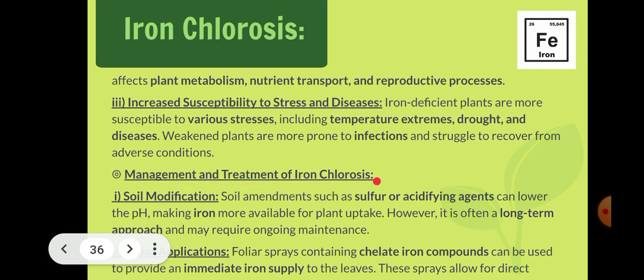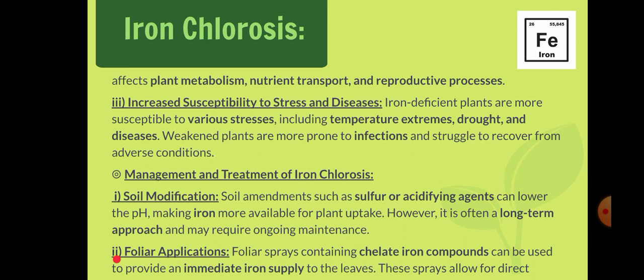The first one is soil modification. Soil changes such as sulfur or acidifying agents can lower the soil pH, which can make iron more available for plant uptake. However, it is often a long-term approach, and it can also require ongoing maintenance.